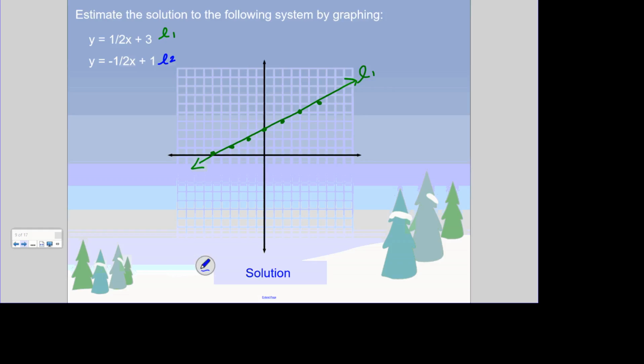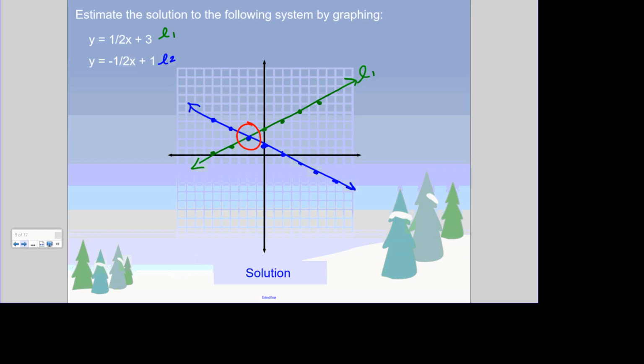Now, if this system has a solution, then it has a point or multiple points where the lines intersect. So let's plot that second line. Its y-intercept is 1 with a slope of -1/2. So down 1 over 2. And I'll go in the other direction, up 1, left 2. Okay, and we'll connect.